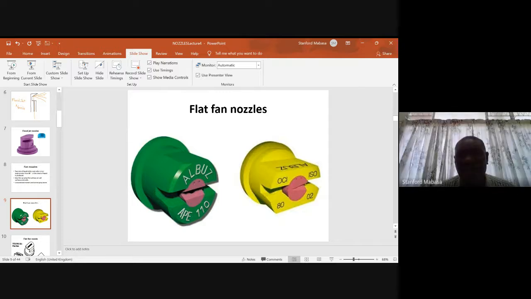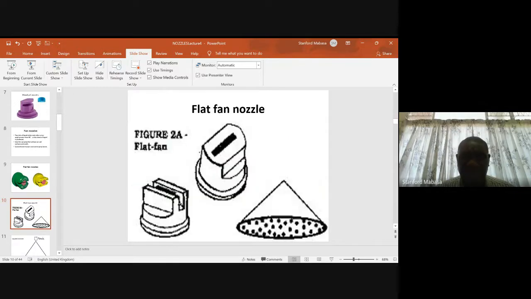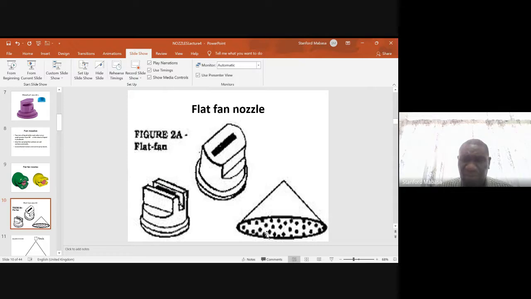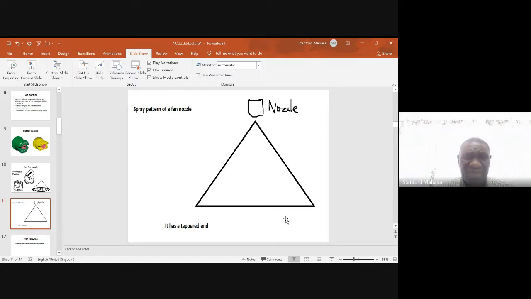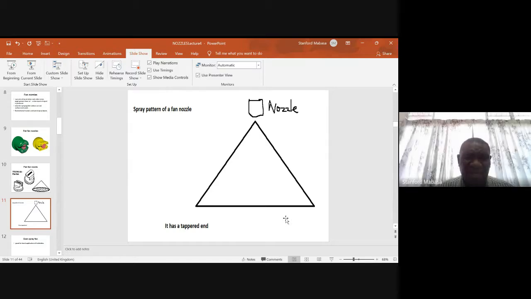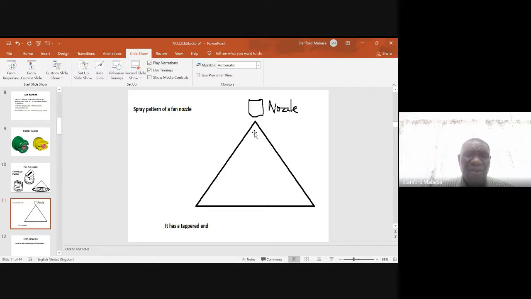But our flow rates, you know, are now in liters per minute. So this is the flat fan nozzle, under the fan nozzles. So you've got this flat fan nozzle. Now it can produce this kind of a spray pattern, and it is suitable for applying herbicides. So this is the spray pattern of the flat fan nozzle.